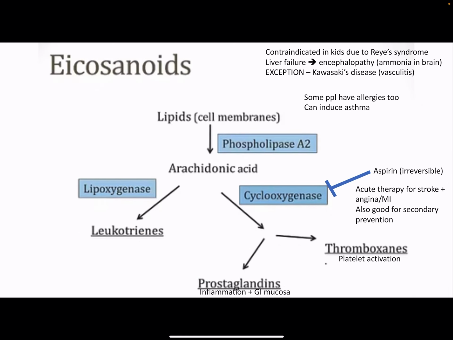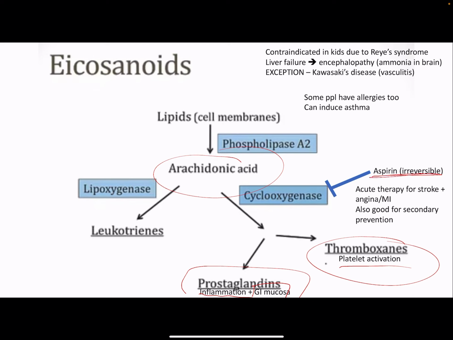Whew, that's a mouthful. All right, let's start with aspirin. So arachidonic acid can make prostaglandins. Well, we know this from inflammation. You've probably also heard that this affects the GI mucosa, right? If you take Advil every night for a year, you're going to have a bad stomach. But then thromboxanes, this is part of platelet activation.